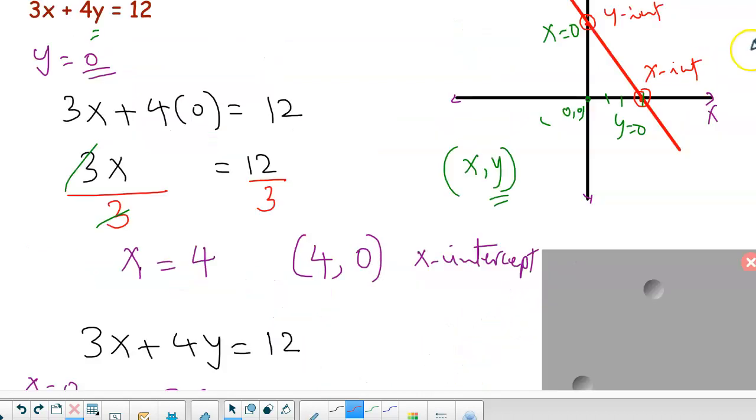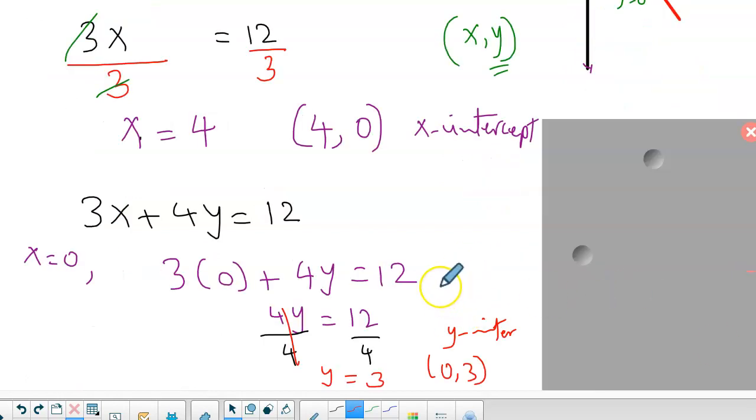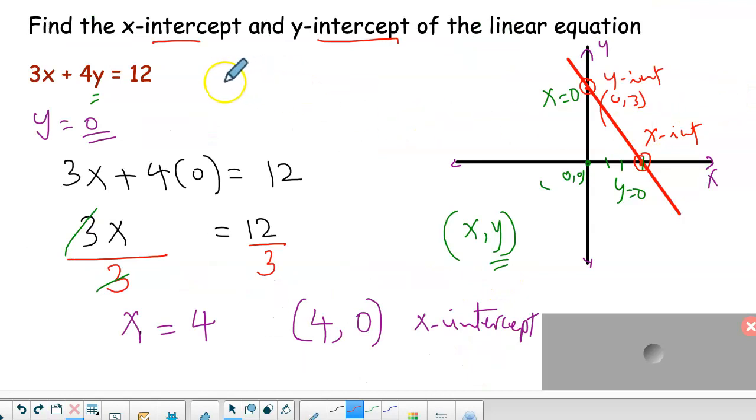Let me show it to you on the graph. This x is equal to 0 and the value of y is 3. 0, 3. You can verify this by actually drawing the graph of this. Alright. Very simple, is it not?